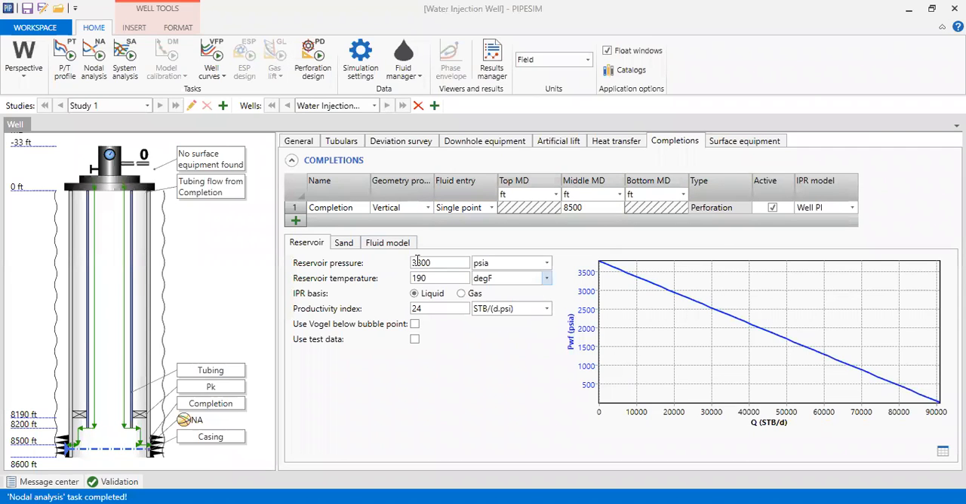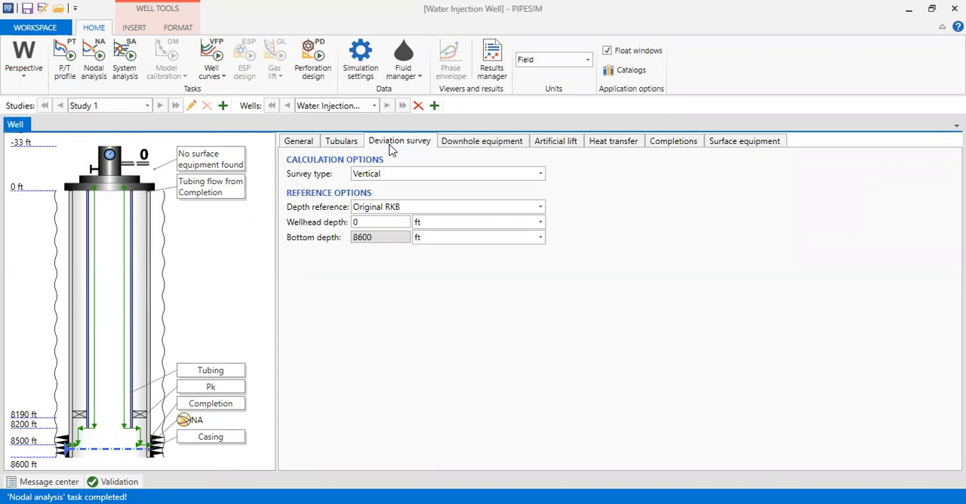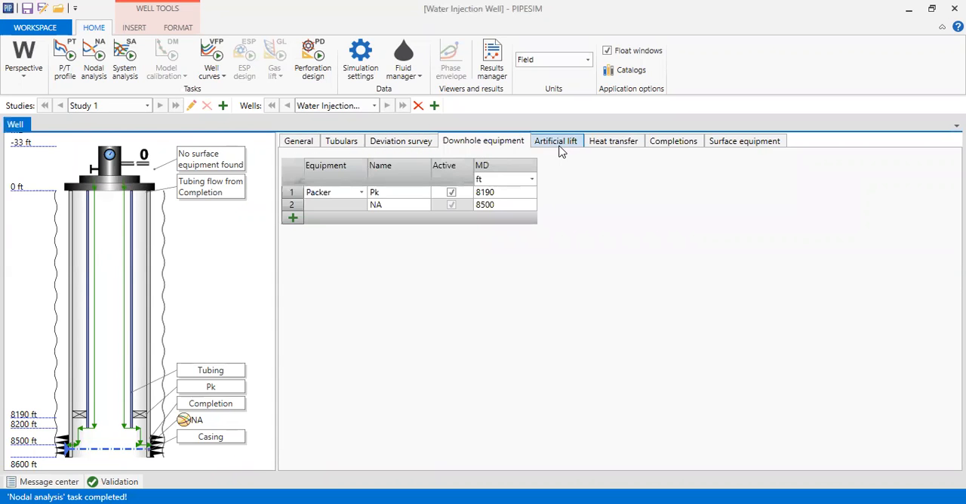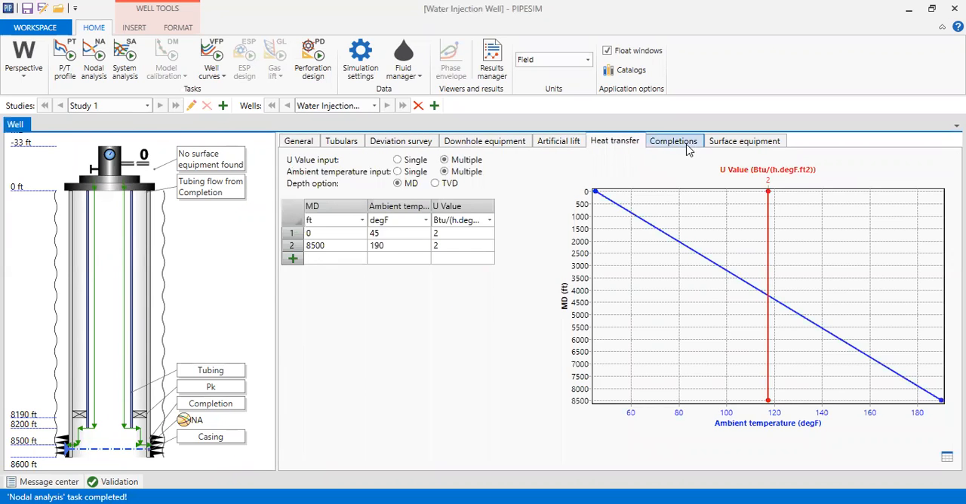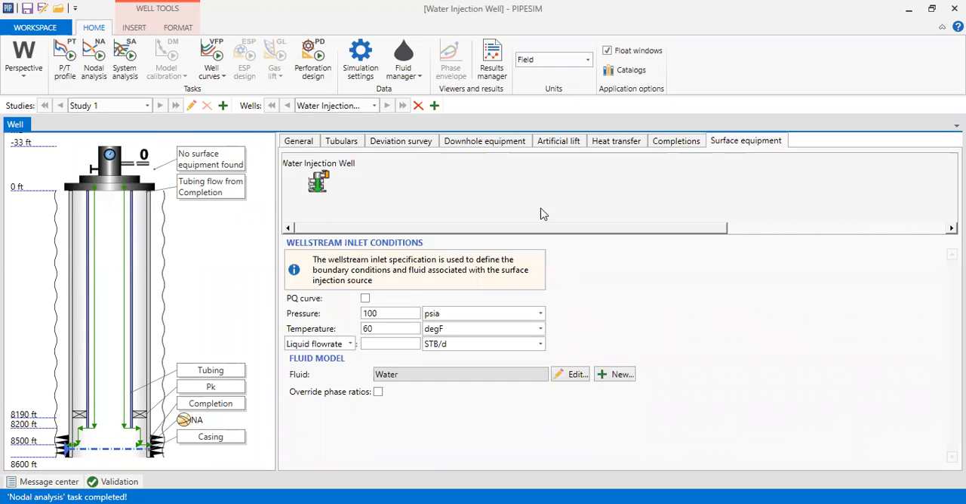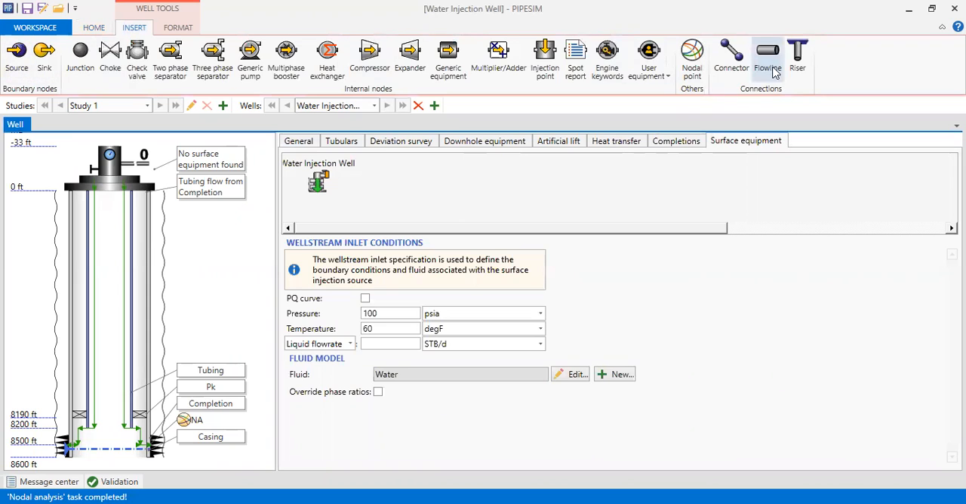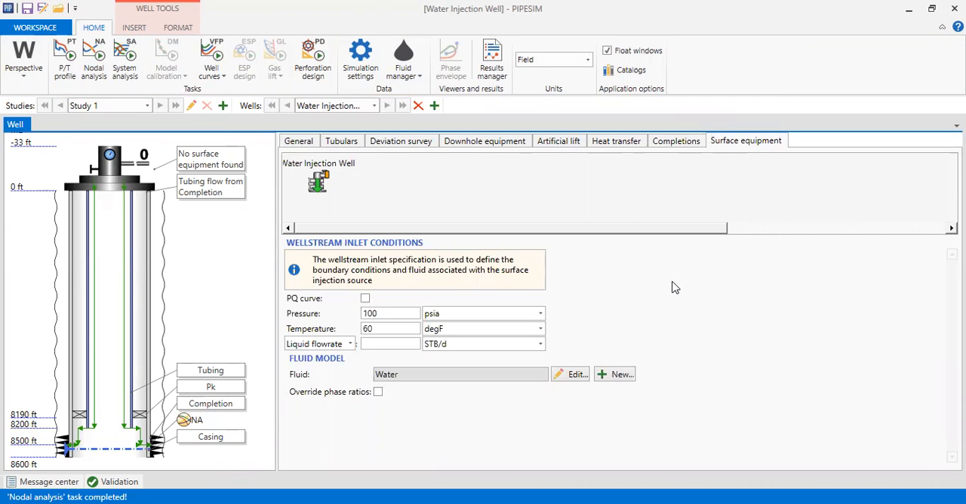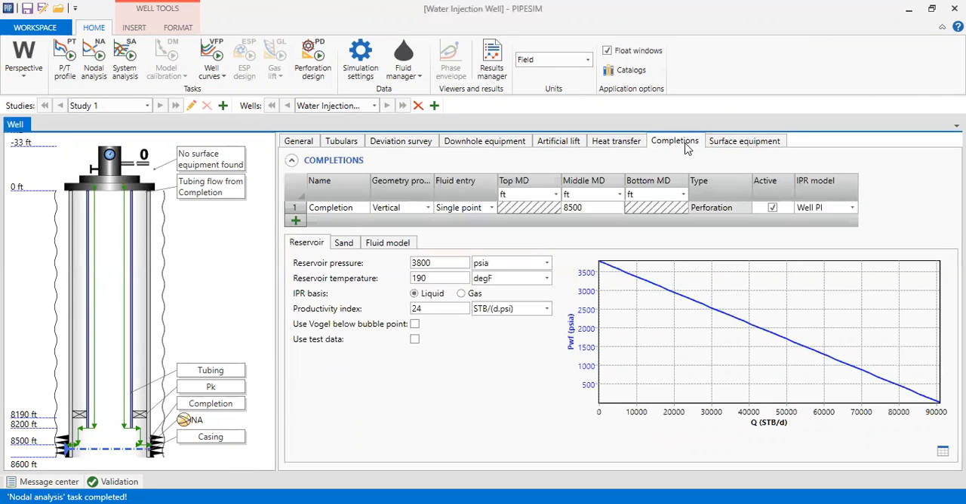All right, so we have completed all the data input: general, tubulars, deviation survey, downhole equipment, artificial lift, heat transfer, and completions. We can actually construct surface equipment, including source, flow line, and also our pump. But in this case, we just want to concentrate on constructing the well and then performing nodal analysis. All right, so now we can perform nodal analysis.